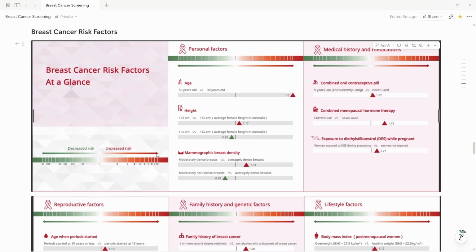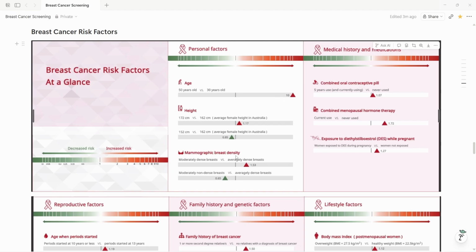This is an information graphic taken from the Cancer Council of Australia, and it highlights different risk factors for breast cancer. So we'll start with personal risk factors, of which age is a very important risk factor. The older you are, the higher your risk of getting breast cancer. You can see here that a 50-year-old compared to a 30-year-old has a relative risk ratio of developing breast cancer of 10, greater than the 30-year-old.